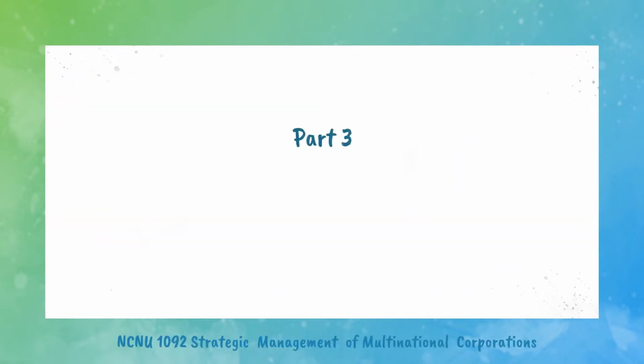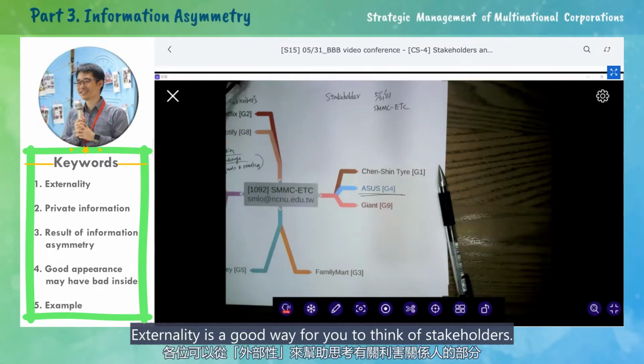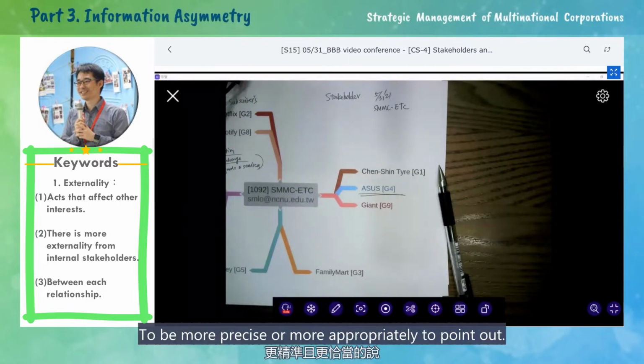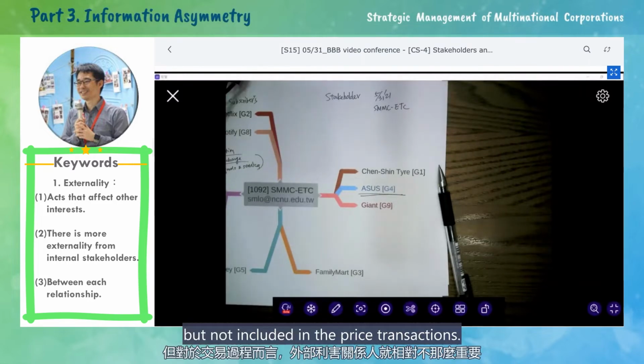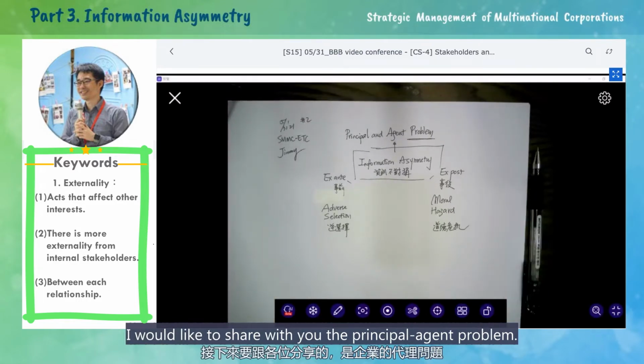Part 3. Information asymmetry during the transaction. Externality is a good way for you to think of stakeholders, to more precisely point out which external stakeholders may be important but not included in the price of transactions. I would like to share with you the principal and agent problem.